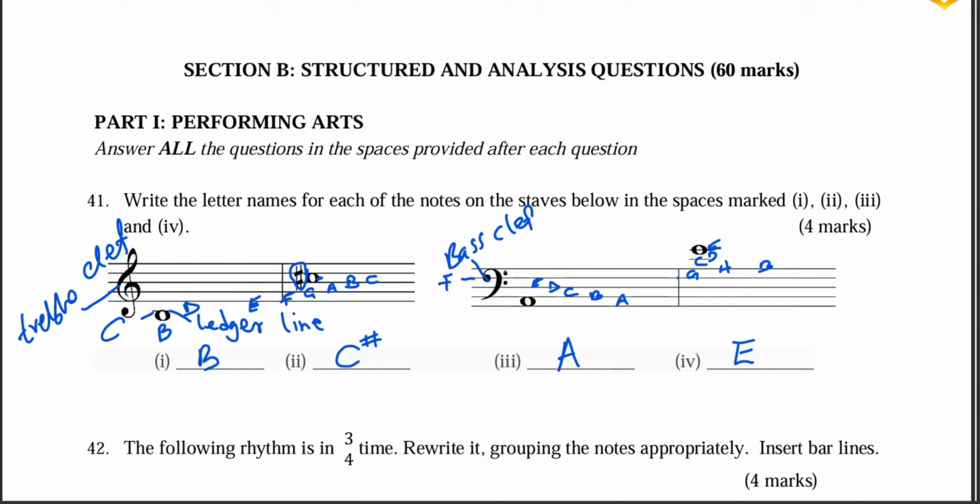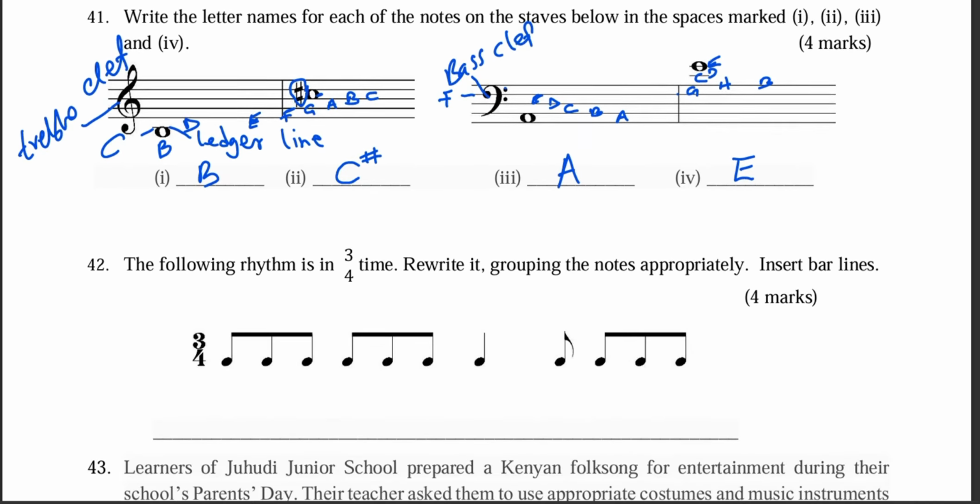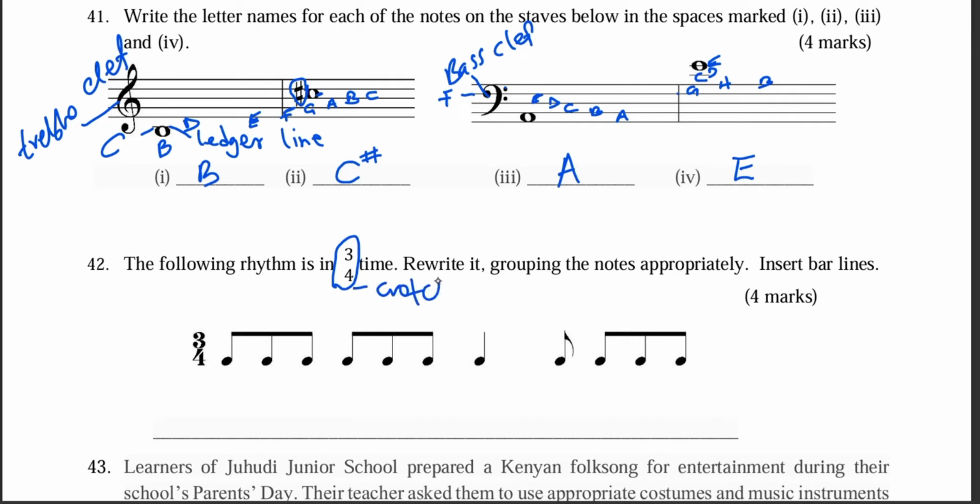The next question: so that the following rhythm is in 3/4 time, rewrite it grouping the notes appropriately. We are also told to insert bar lines. Now in 3/4 time, our main beat is a crotchet, and a crotchet is one beat. When you look at how the beaming of these notes has been done, it is not correct. So this is what we are going to have.